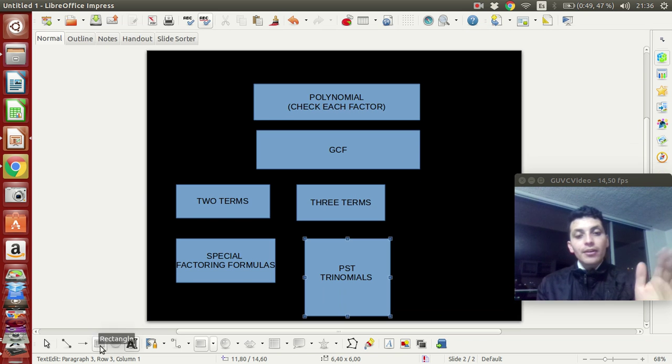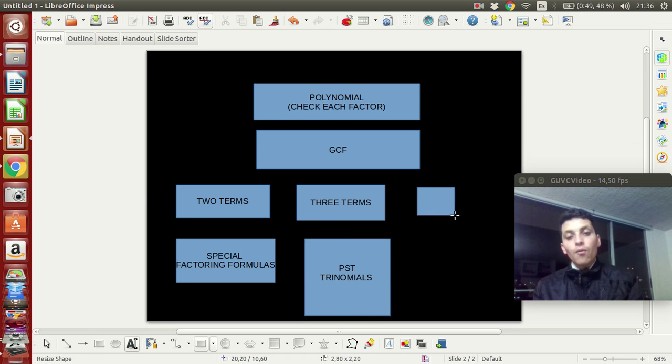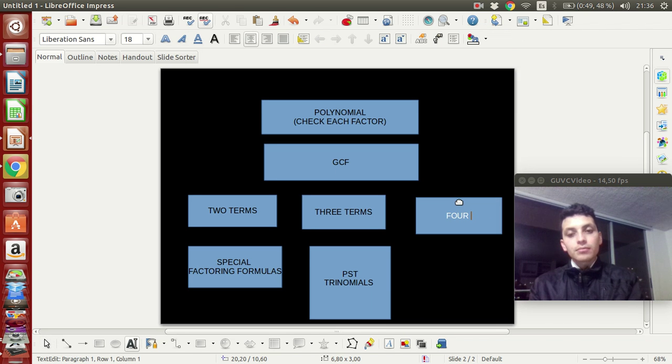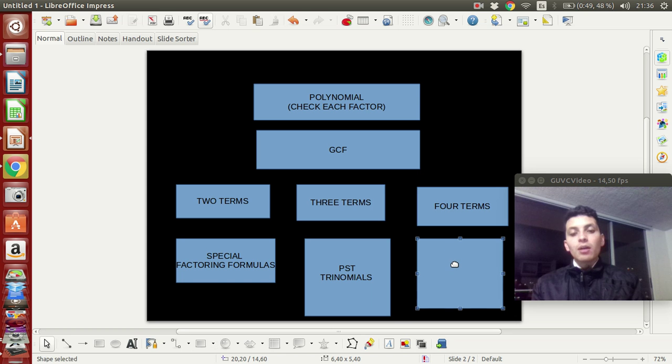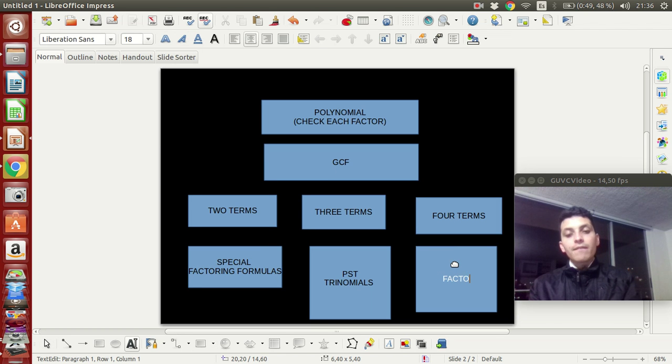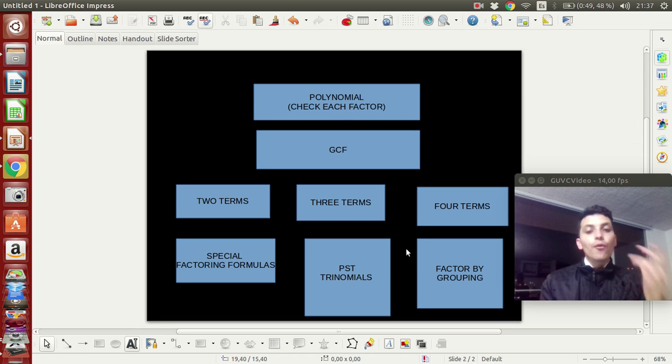If you don't have three terms but four terms, you have the option of factor by grouping. So if you have four terms, we have factor by grouping.